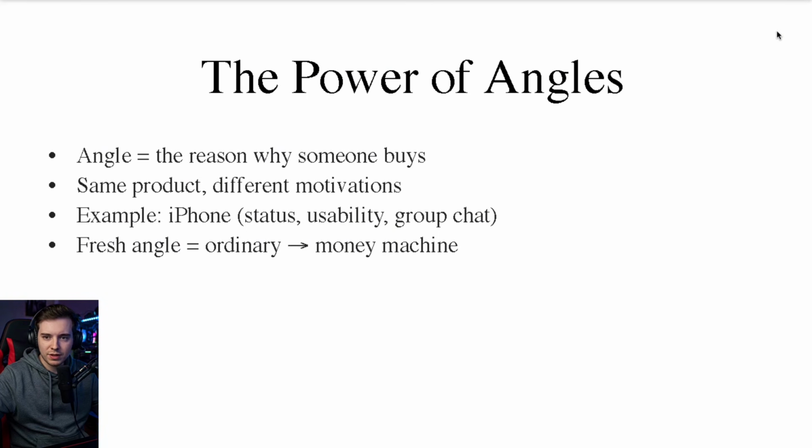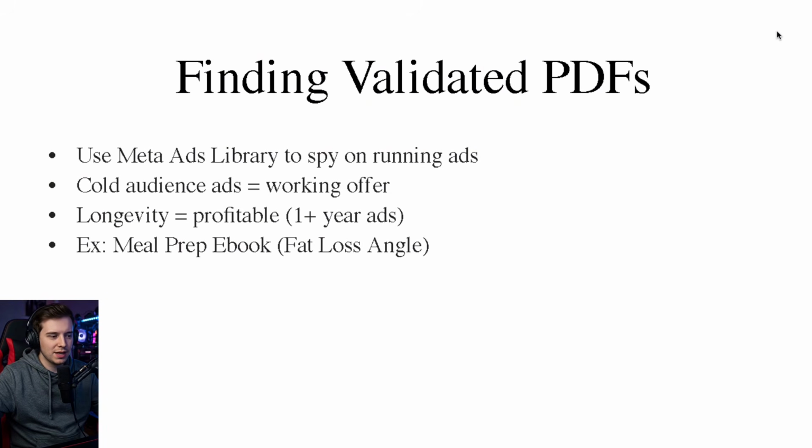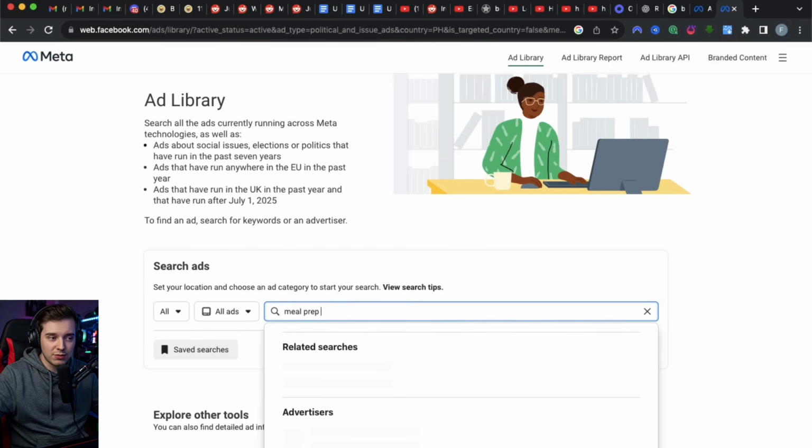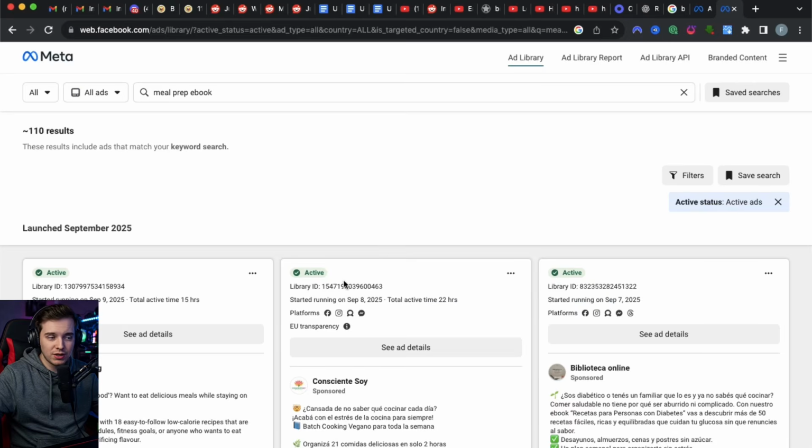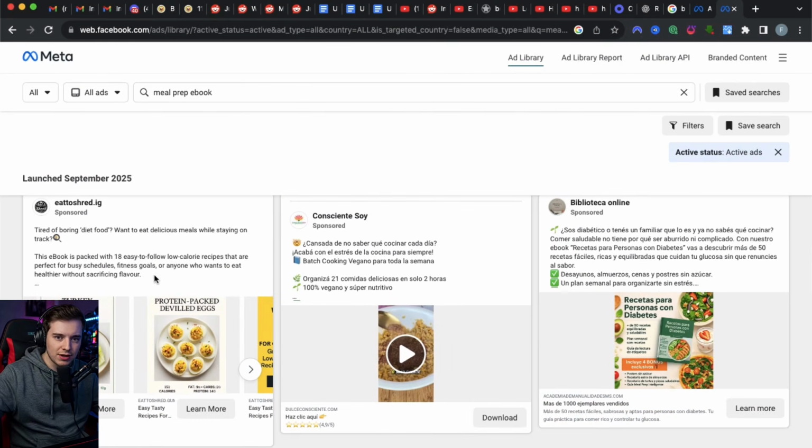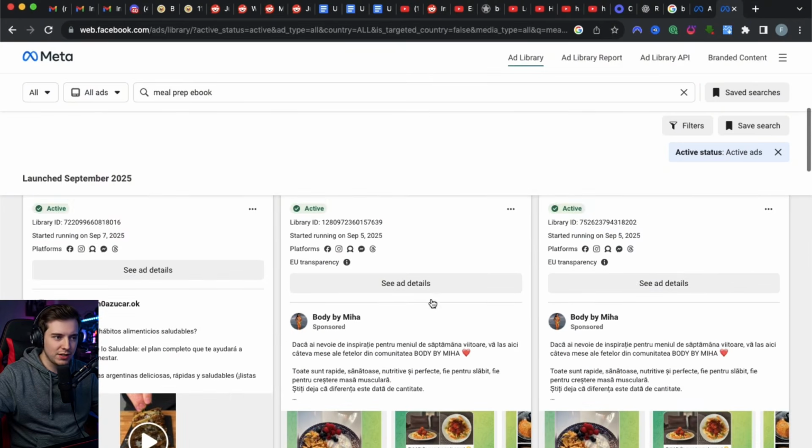So here's one of my favorite tricks. I'll open up Facebook Ads Library, also known as Meta Ads Library, to search for validated PDFs. Businesses run these ads because they actually worked. And if a PDF-style guide is being advertised to cold audiences, people who don't even know the seller, that means it's already validated. For example, I searched up meal prep ebook, and we can already see PDF guides on this topic being advertised. Really, it's selling because no one spends money advertising something that doesn't convert.